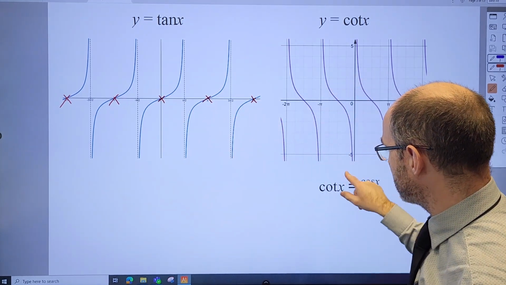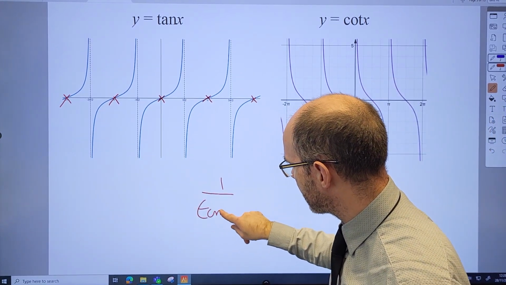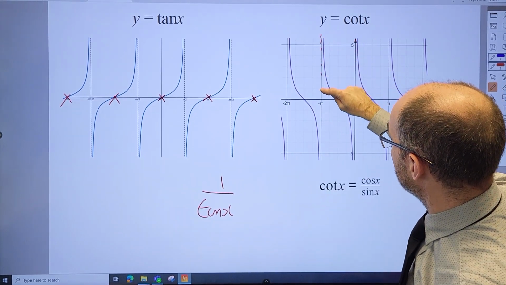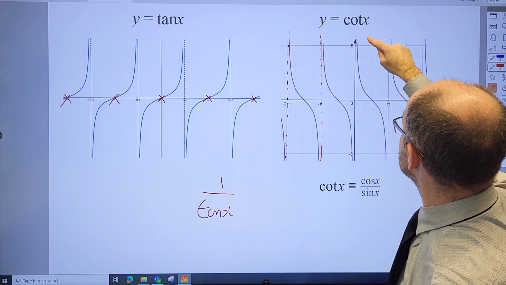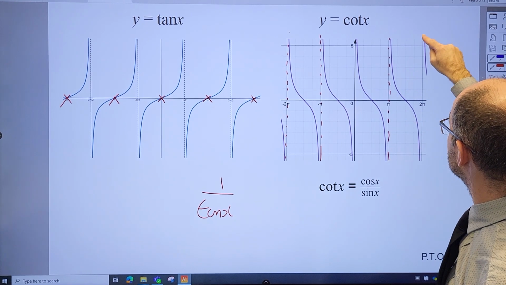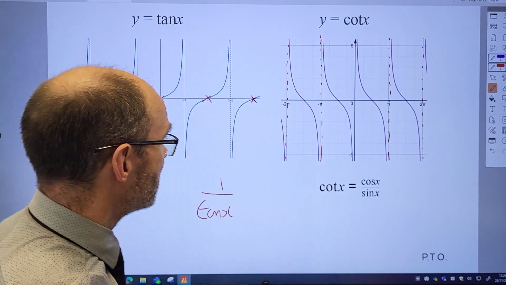So the reciprocal of those, that will be 1 over tan x, 1 over 0, undefined. So asymptotes at negative pi, at negative 2 pi, at the y-axis, positive pi, and this graph repeats every pi radians, just the same as the tan graph repeats every pi radians.